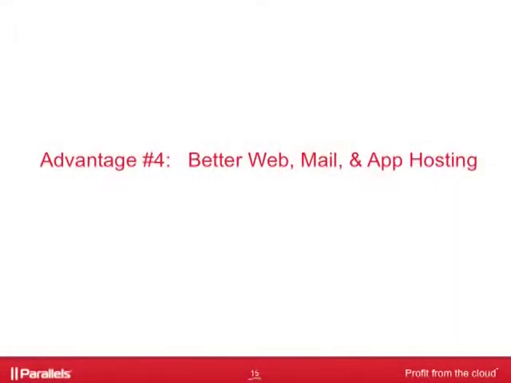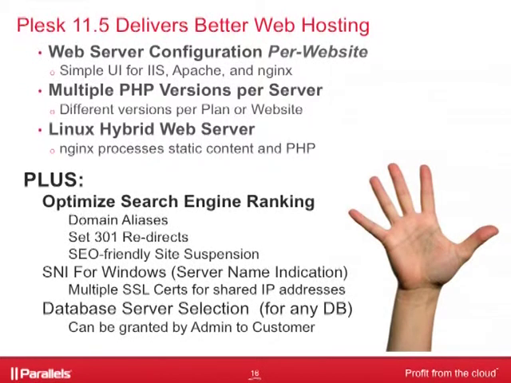Advantage number 4 is better web and mail app hosting. So Plesk 11.5 actually delivers much better web hosting. It has web server configuration per website, both for IIS, Apache, and even Nginx. You can fine-tune your web server configuration on a per website basis with a simple UI. You can have multiple PHP versions per server. This was previously available only for Windows, but now also for Linux.